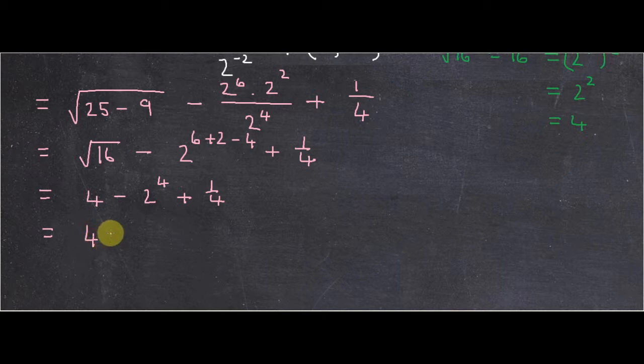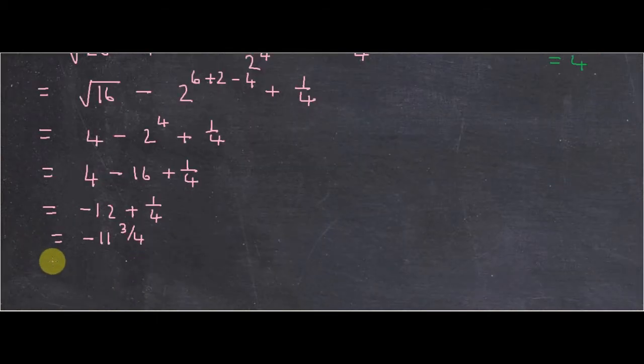So we have 4 minus 2 to the 4, which is 16, plus a quarter. And of course it's negative 12 plus a quarter, which is negative 11 and 3/4. And we can write it as a proper fraction. 11 times 4 is 44, plus 3 is 47 over 4.